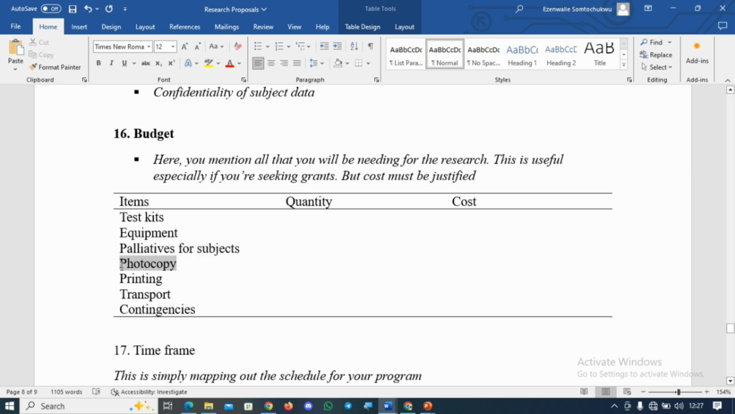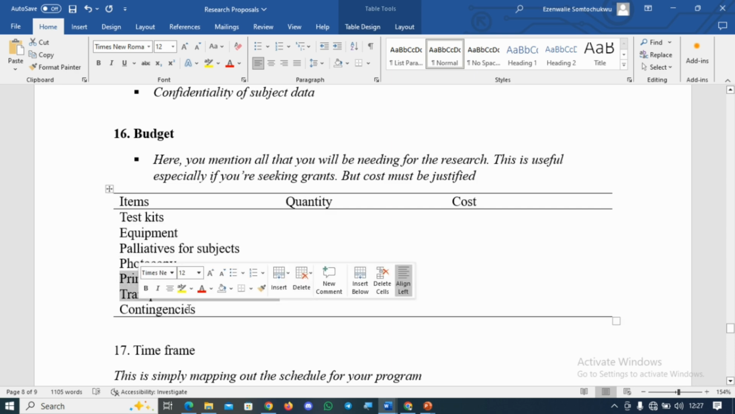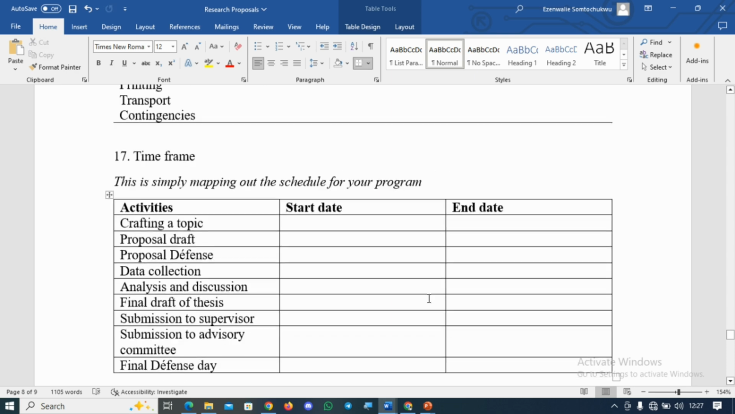Next thing should be your time frame or timeline. Now this is simply mapping out the schedule. Especially if you're also going for a graduate program, this should be very, very clear, as this will guide you and your supervisor on your program.